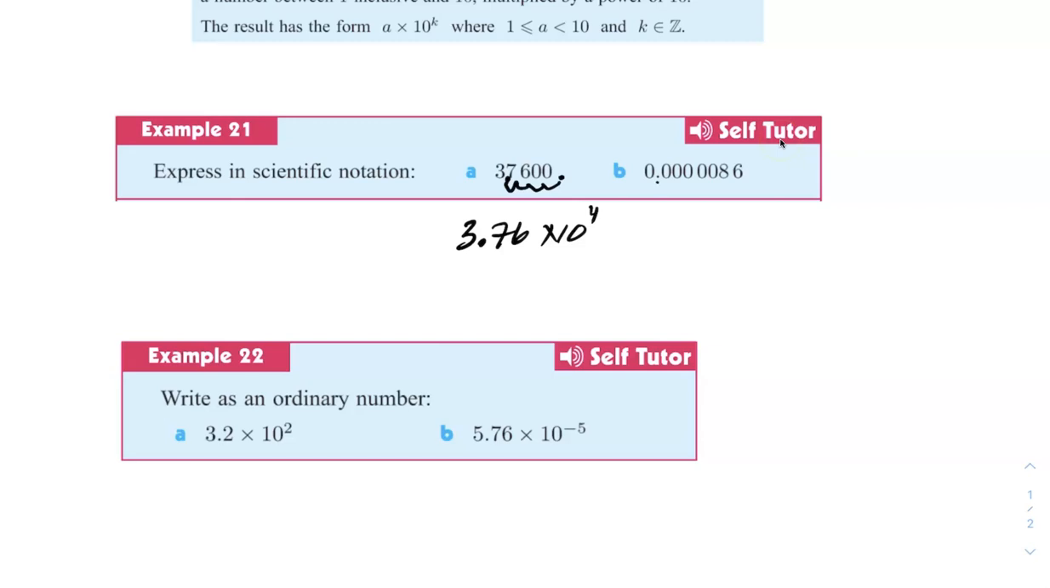This one, same idea. Now we're going to go backwards, but 1, 2, 3, 4, 5, 6. So it's going to be 8.6 times 10 to the negative 6. Negative, so you have to move back. You move forward, it's positive. You move back, it's negative.